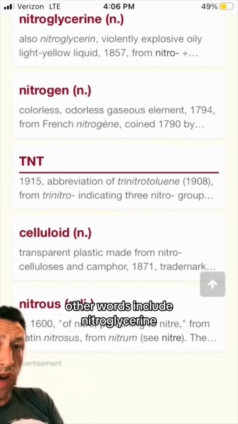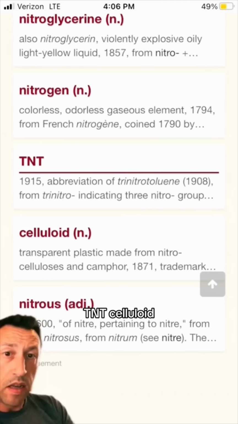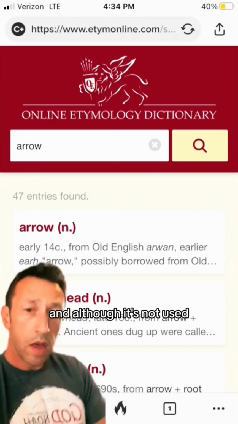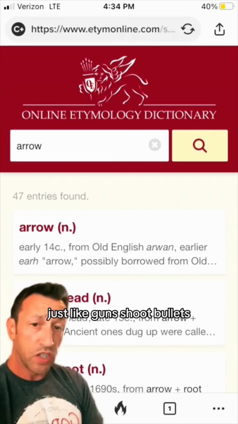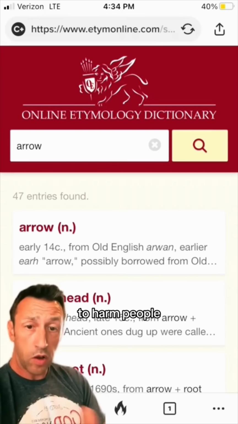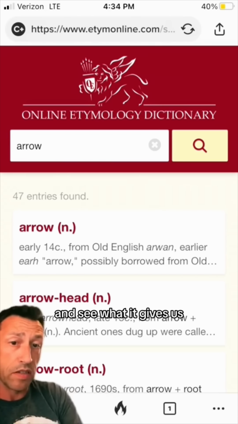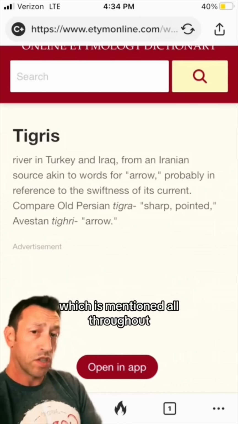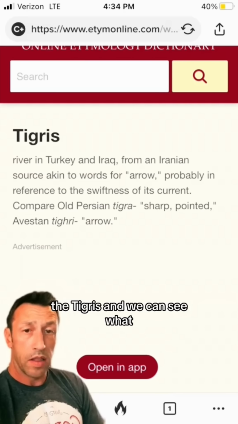Other words include nitroglycerine, violently explosive, TNT, celluloid, transparent plastic. And although it's not used in the sentence, we know bows shoot arrows. Just like guns shoot bullets to harm people, bows shoot arrows. So we're going to plug that in and see what it gives us. There's a whole list of items, but the most important one, which is mentioned all throughout the Bible, is one of the major four rivers, the Tigris.